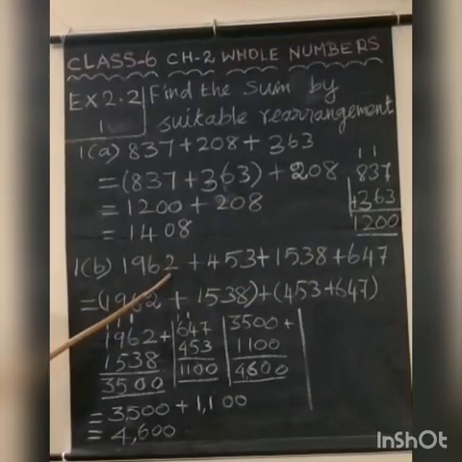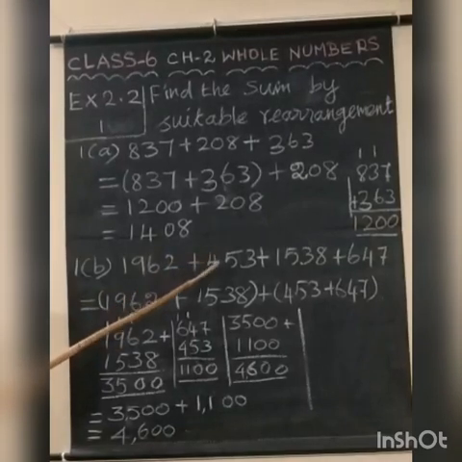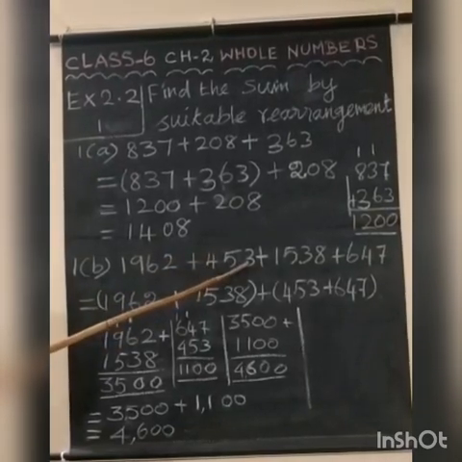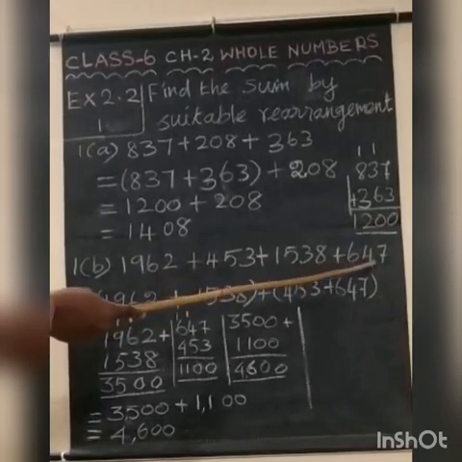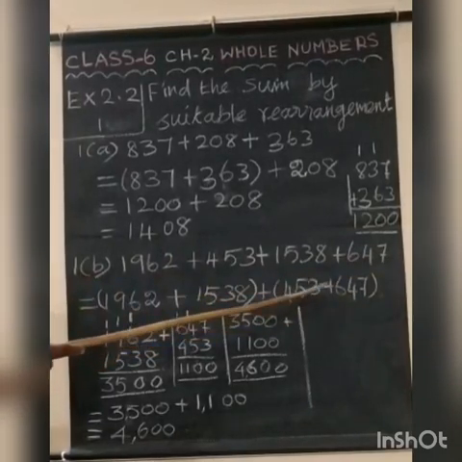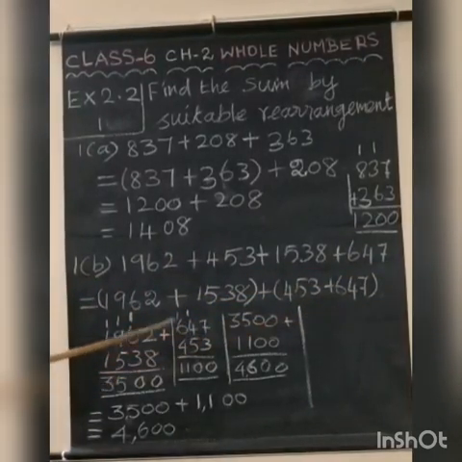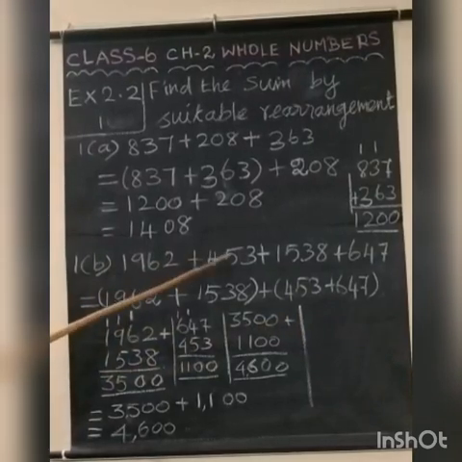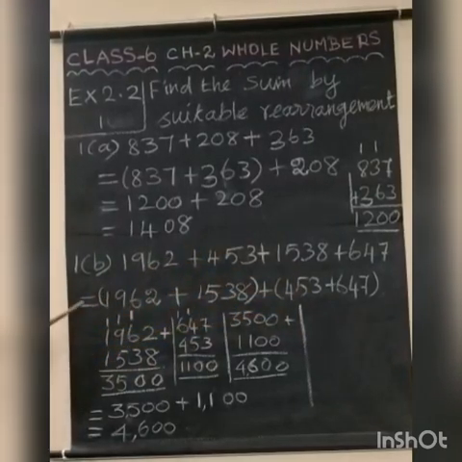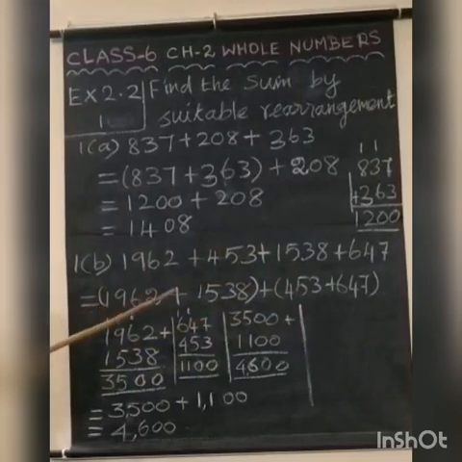Okay, 8 plus 2 is 10. And then 453 plus 647, we group them. Okay, then these two groups are here, and then these two numbers are added.